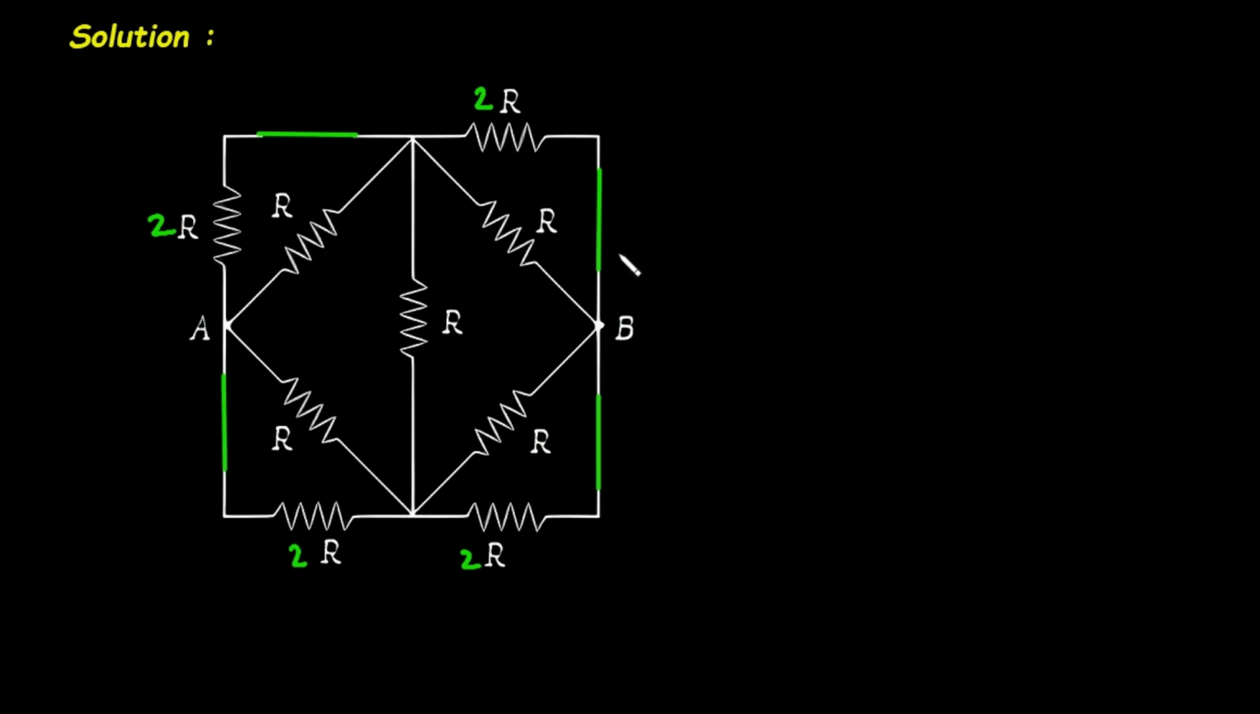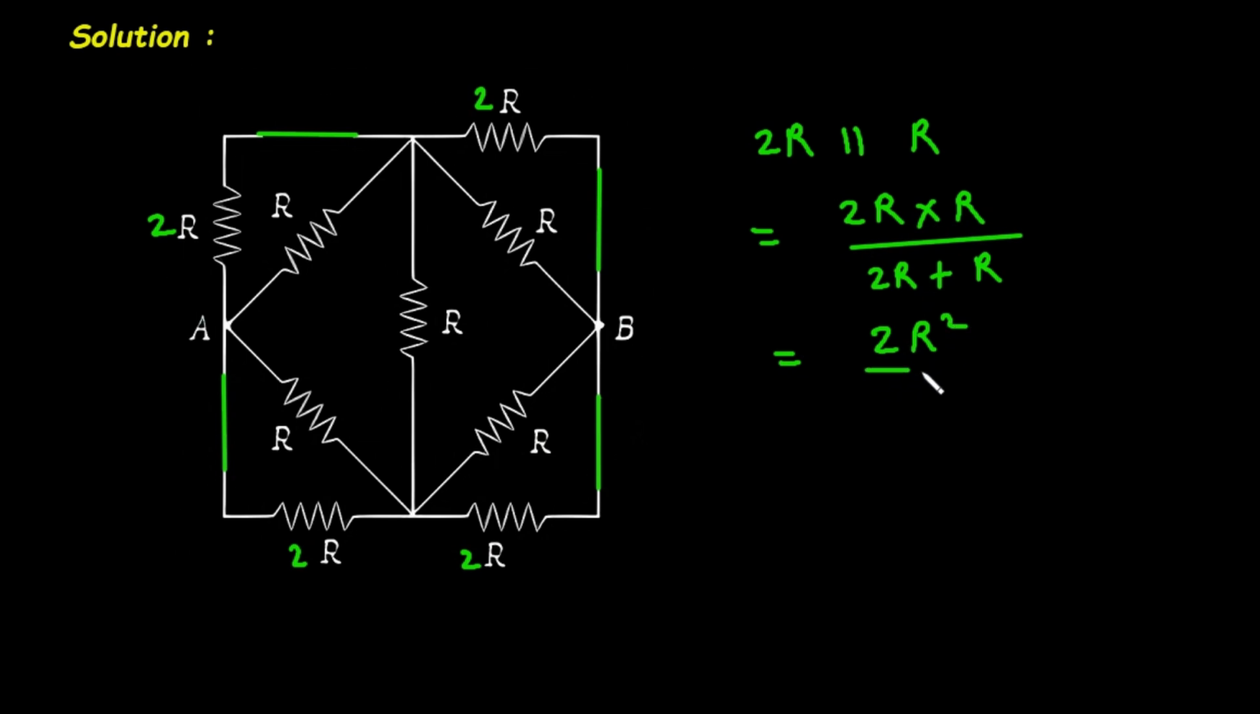Now next step, here we can see this 2R and this R, they are connected in parallel. So here 2R parallel with R. So this will be 2R multiplied with R divided by 2R plus R. So if we simplify this, it will be 2 into R square divided by, now this will be 2R plus R, this will be 3R. So if we solve this, this R and this square will get cancelled. So it will be 2 by 3 R.